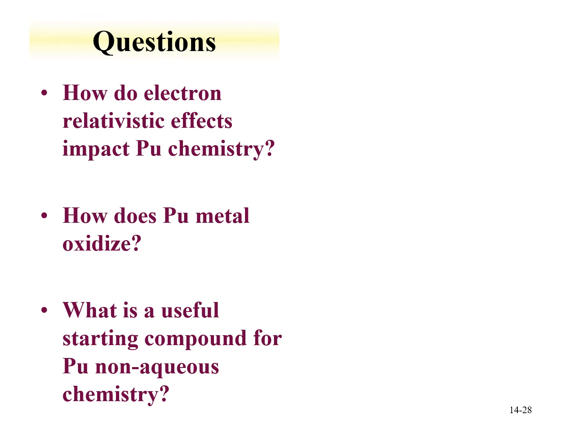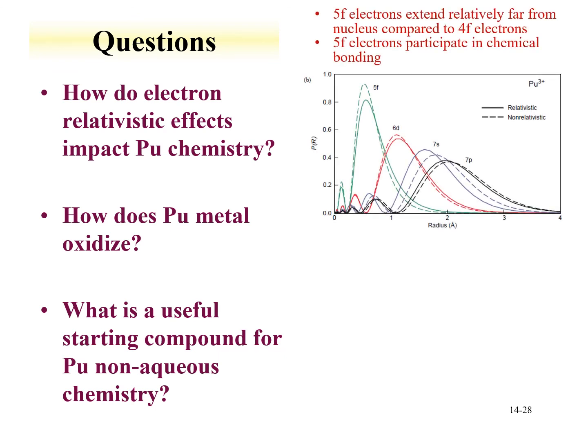So, how do relativistic electrons affect plutonium chemistry? Well, we see that the 5f electrons are actually extended farther from the nucleus compared to the 4f electrons, and these 5f electrons can then participate in chemical bonding.